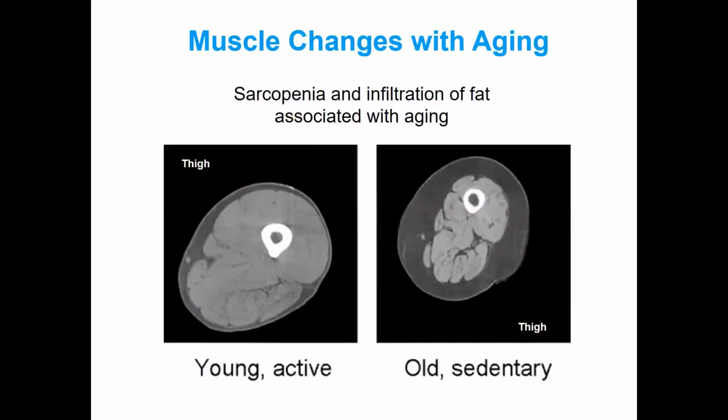In terms of the muscle changes, this is a really dramatic CT scan, or MRI, of the thigh. This is a young, active, healthy person, so you see the muscle and the subcutaneous fat. You can see this compared to an old sedentary person. Their thigh is almost half fat, and there's a decrease in the muscles. That's one of the aging changes that occurs, in part because of reduced physical activity and in part due to aging.